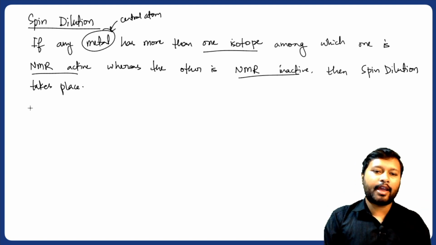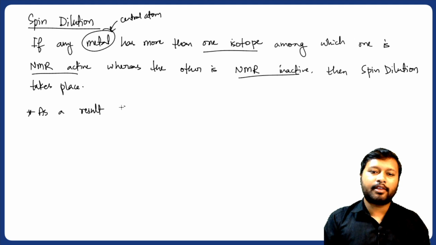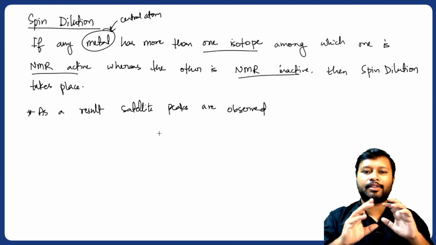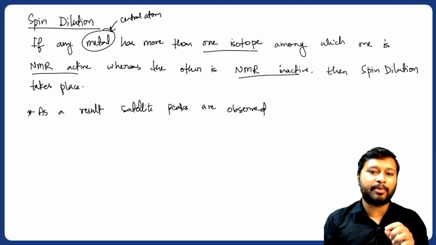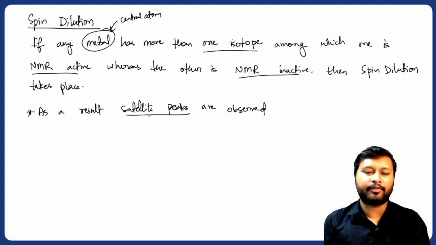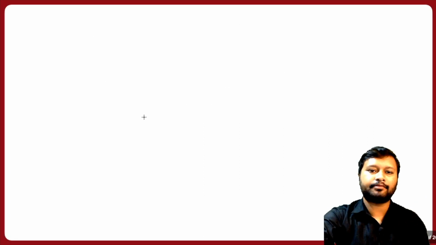As a result of this spin dilution, satellite peaks are observed. So what are satellite peaks? Satellite peaks can be understood as the result of a spin dilution effect. Now let's take an example and try to understand how it happens.